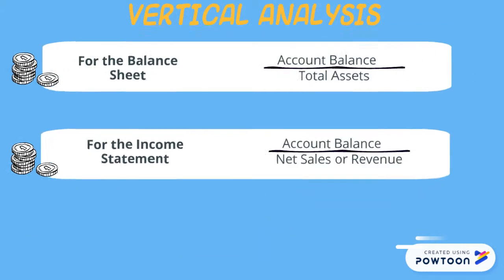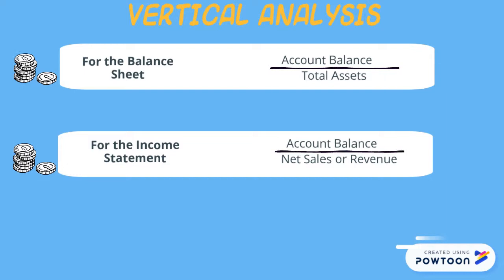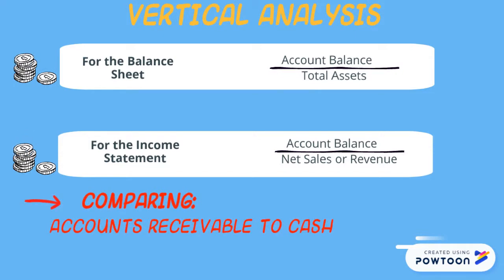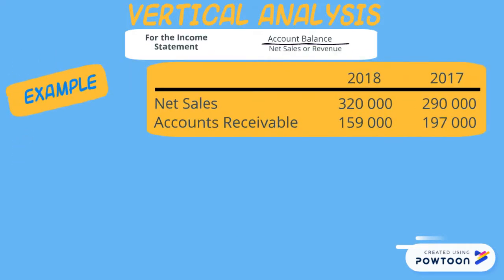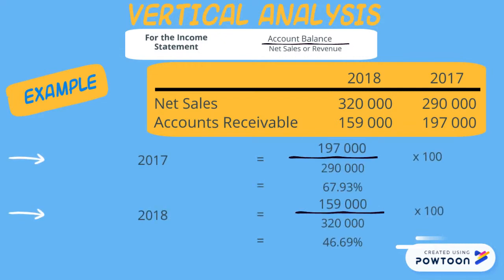Vertical analysis, on the other hand, divides each account by either a business's total assets or their net sales to produce a percentage. This allows comparison to be made across different accounts of the business. Using the same set of data, vertical analysis is conducted by dividing the business's accounts receivable over their net sales for both 2017 and 2018, which produces percentages of 67.93 and 46.69 respectively.